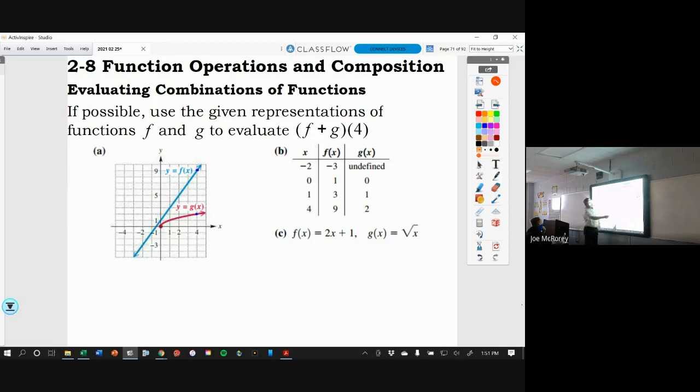Look at the table. Here's 4. F of 4 is 9. G of 4 is 2. 9 plus 2 is 11. Plug them into the equation if I gave it to you as an equation. 2 times 4 is 8, plus 1, that's 9. Square root of 4 is 2. 9 plus 2 is 11. So it doesn't matter which one of these you do, you're going to get that f plus g of 4 is equal to 11.